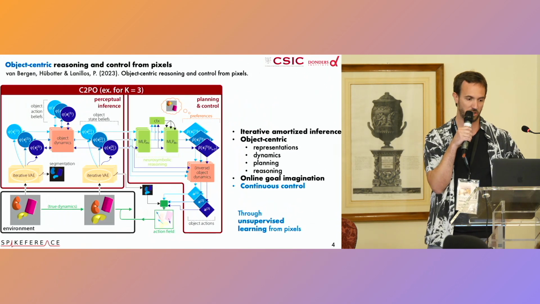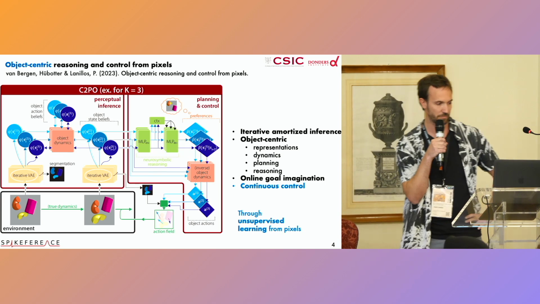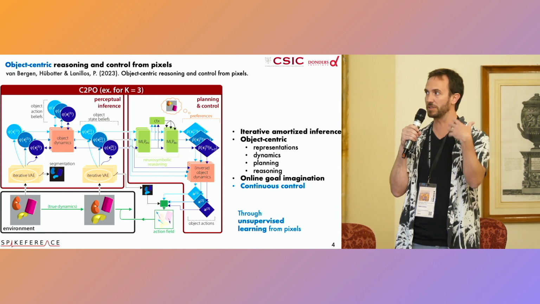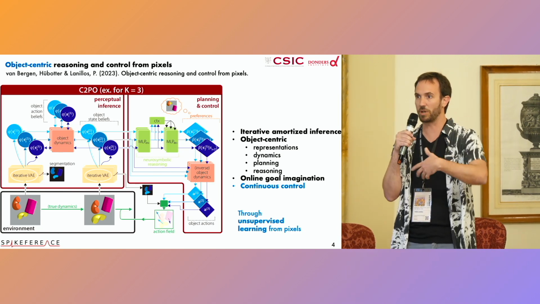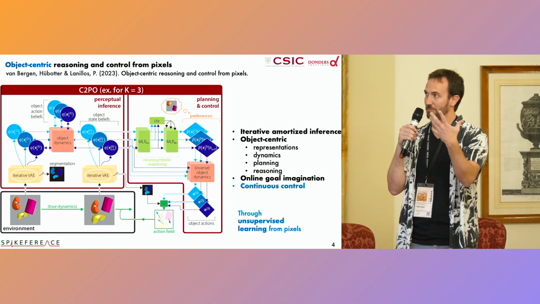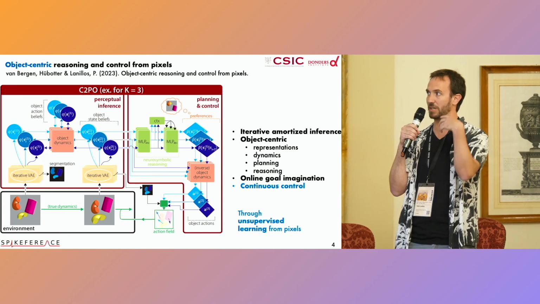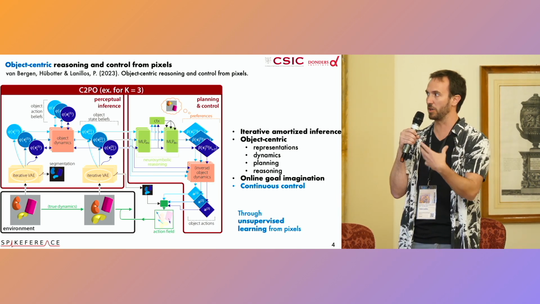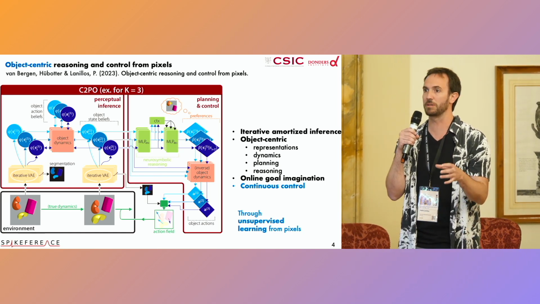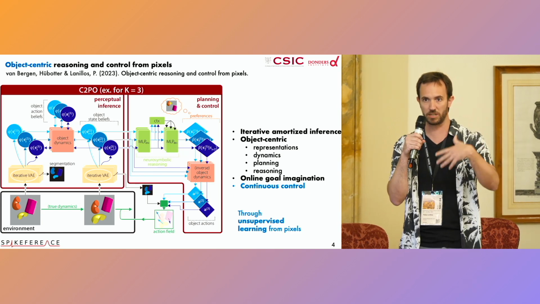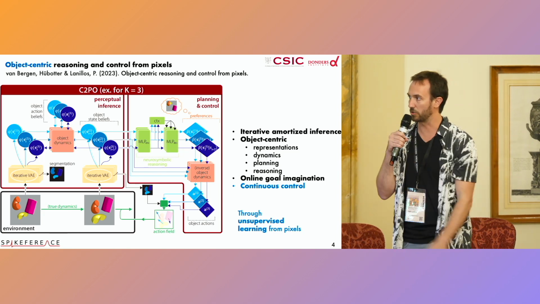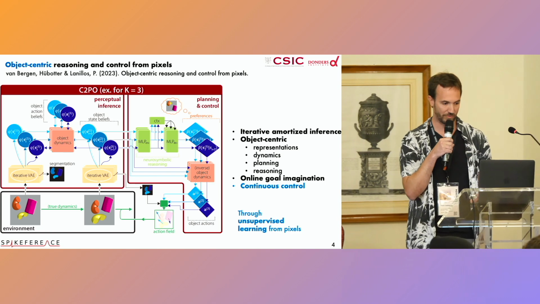So this is the architecture that we built, and I just want to summarize the properties. The first one is we have iterative amortized inference, so you can get the image and filter out, like a Kalman filter of perception, what is going on, but also you can top down what objects are in the scene. Then you have, in this mental representation, everything object-centric, so you have the dynamics of the object, you can plan with the object, and you can reason with the objects. And one interesting aspect of this architecture is that you can have online goal imagination, so it is adaptive. Whatever is happening, you refine what is your preferred internal state, okay? And finally, of course, continuous control through unsupervised learning from pixels.